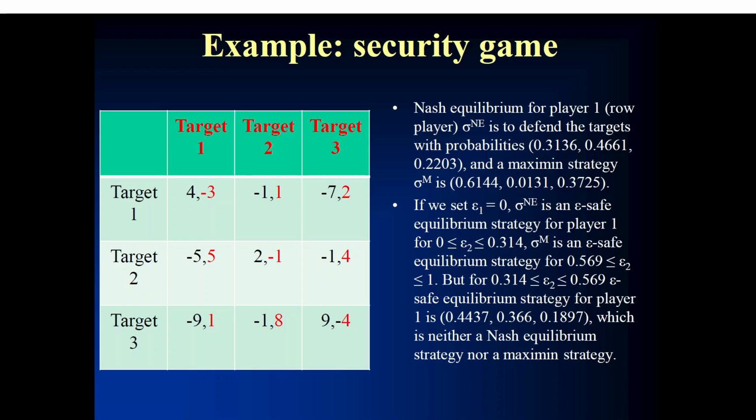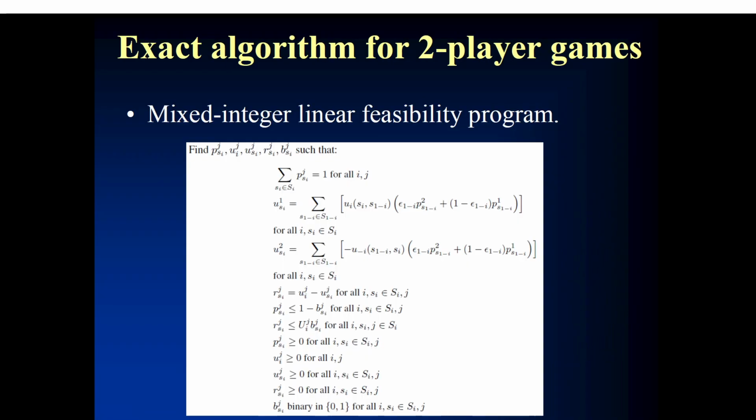So I'm not going to get too into what we should choose for the epsilons, but we can see one important thing that can help justify a solution is to look at the intervals and see if one strategy is an epsilon safe equilibrium for a big interval of the epsilons, if we're unsure which value we want to go with. So I'm going to talk about exact and approximation algorithms.